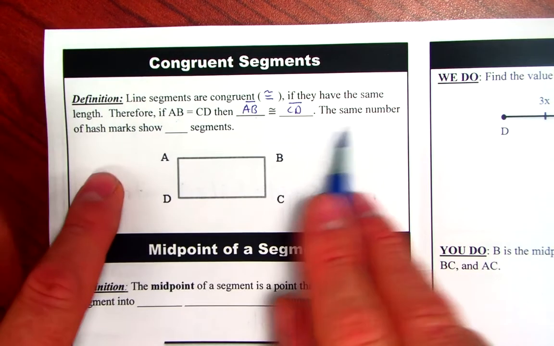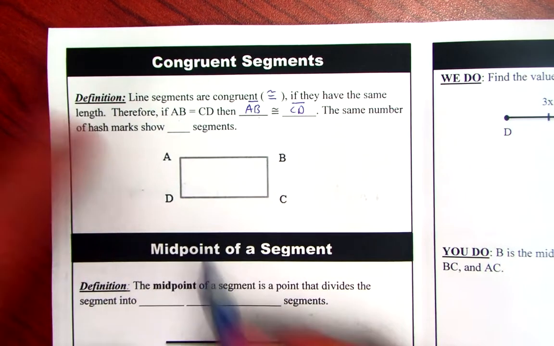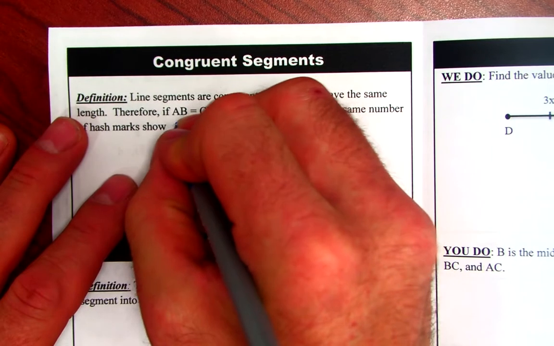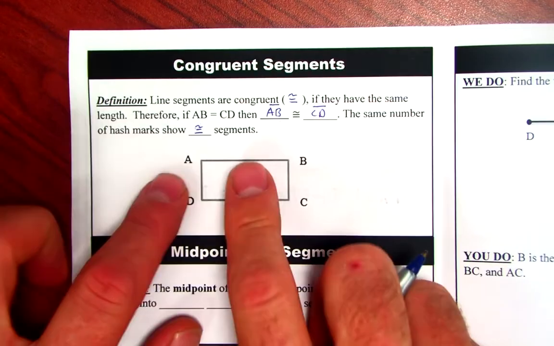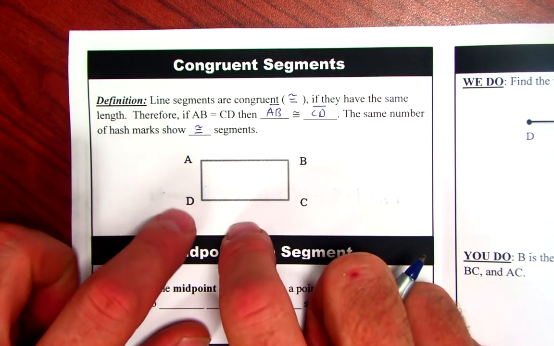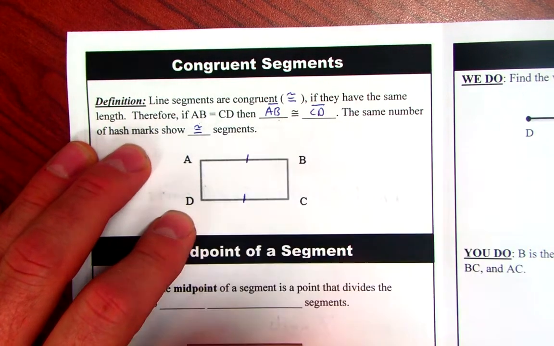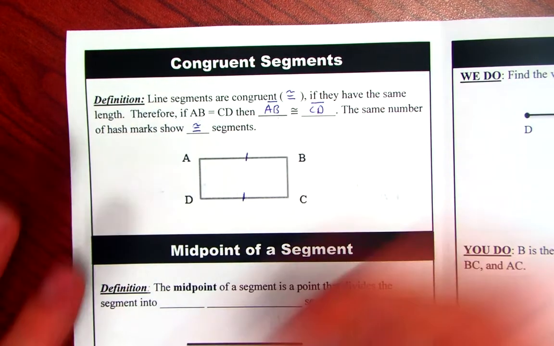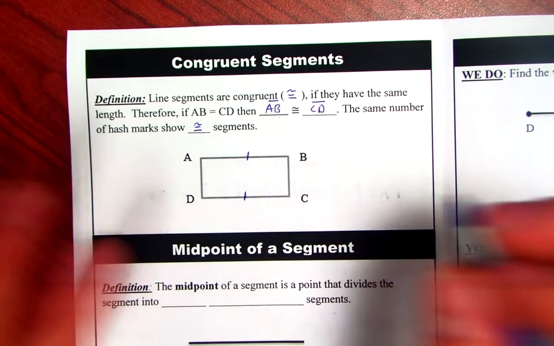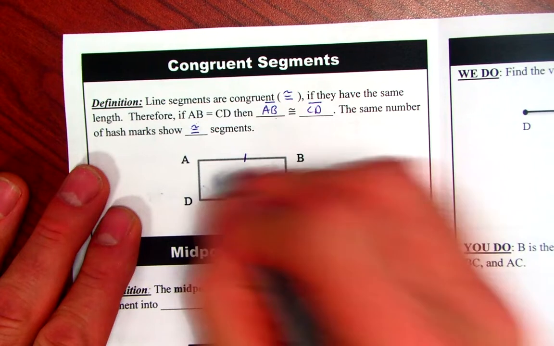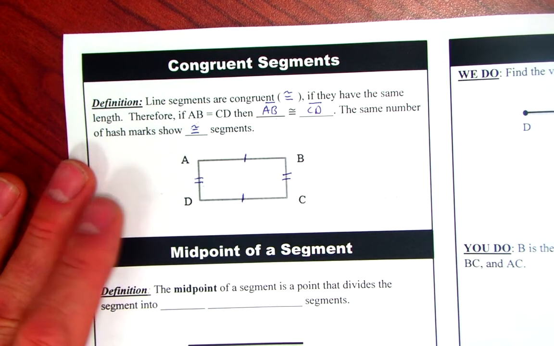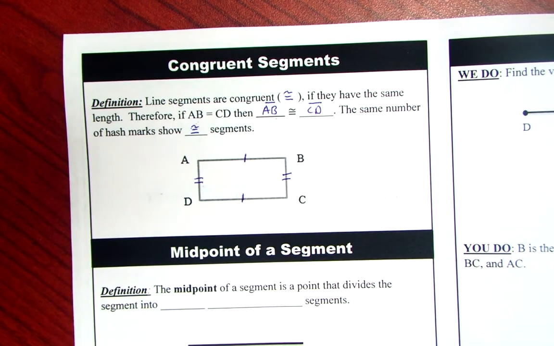And anytime we use the same number of hash marks on a segment, that tells us that those segments are congruent. So if I want to show that AB and DC are congruent, I just put a little hash mark on each one that tells me they're the same length. If BC and AD are a different length, I use a different number of hash marks. And now that tells me that BC and AD are congruent.